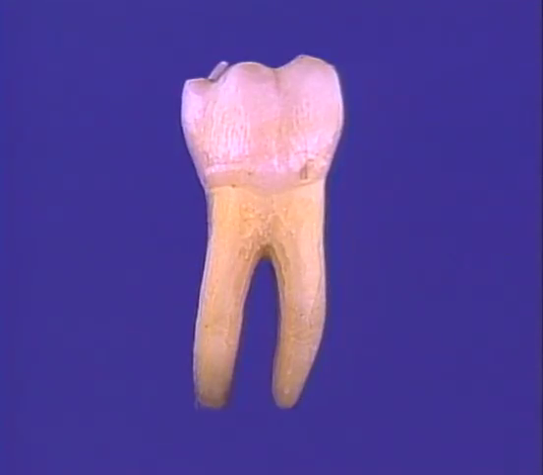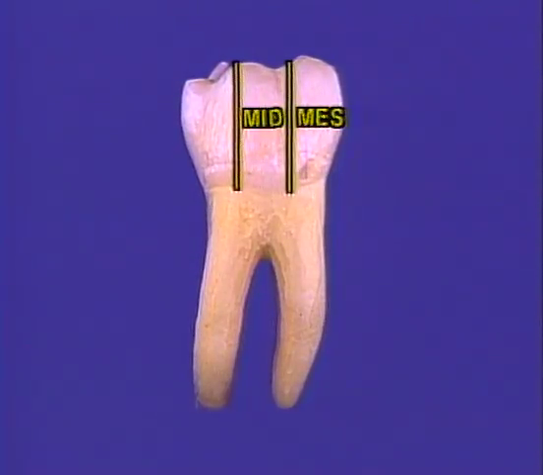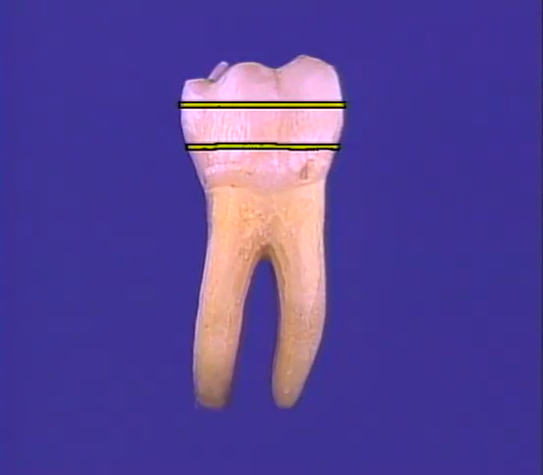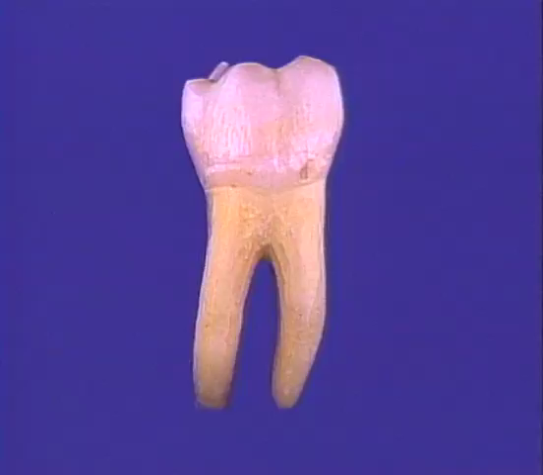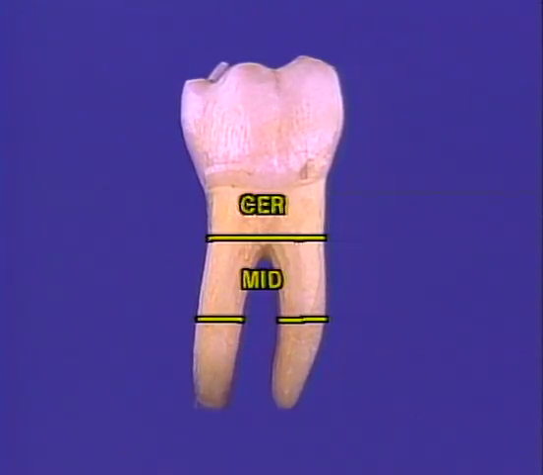From a buccal view, the crown of a posterior tooth is divided vertically into a mesial, middle, and distal third. When divided horizontally, the same posterior buccal surface of the crown has occlusal, middle, and cervical thirds. Again, the root is divided into cervical, middle, and apical thirds.